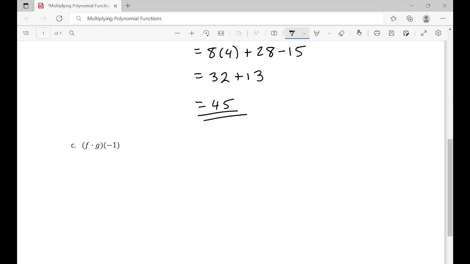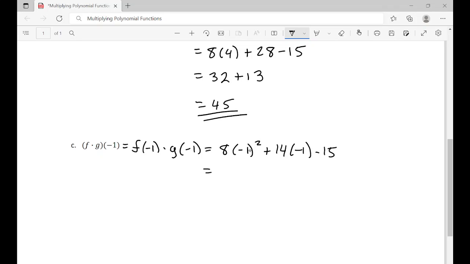I'm going to do it one more time. (f times g)(negative 1), which again is just f(negative 1) times g(negative 1). So again, you can plug in negative 1 to f and g separately, get a number, multiply them, and get an answer. Or we can plug it into our combined function and do the same thing, which is what we're going to do. So 8 times negative 1 squared plus 14 times negative 1 minus 15.